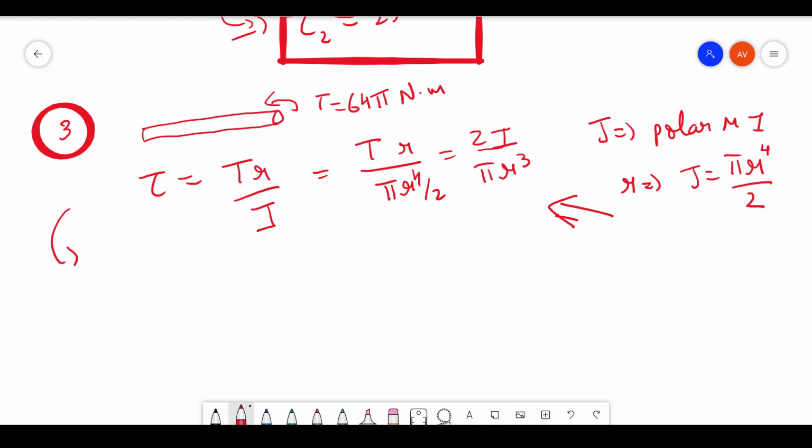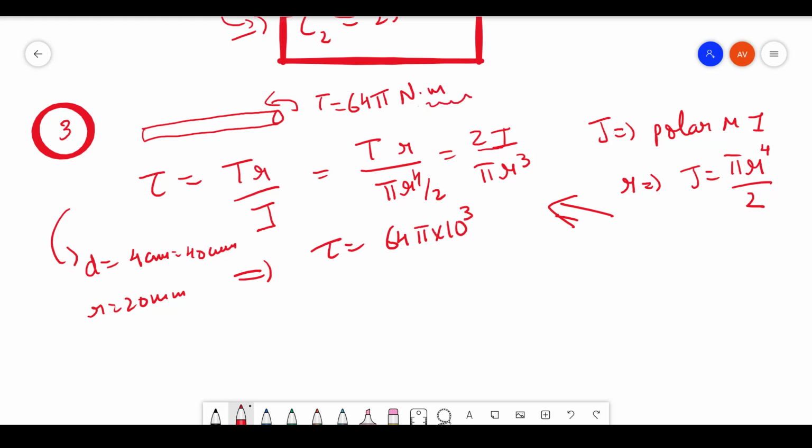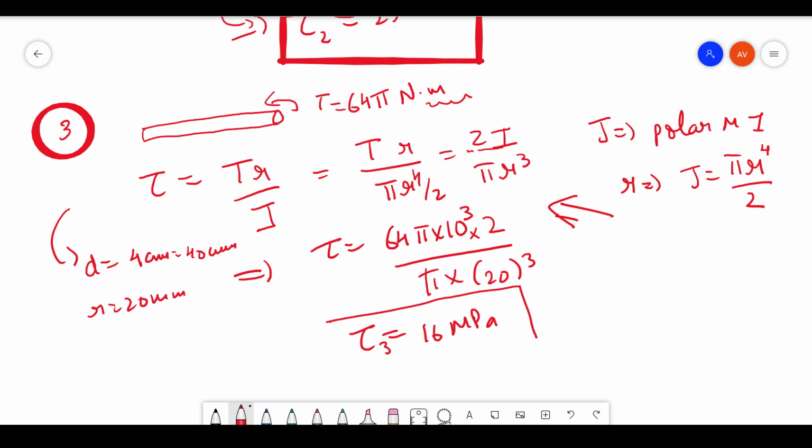In the problem it was given that its diameter is 4 centimeter, 40 mm, so its radius is 20 mm. Using this data, what you get is 2 into 64 pi into 10 raised to 3, converting meter into mm, by pi into r cube. When you solve this, you get 16 MPa. So this is your tau 3.